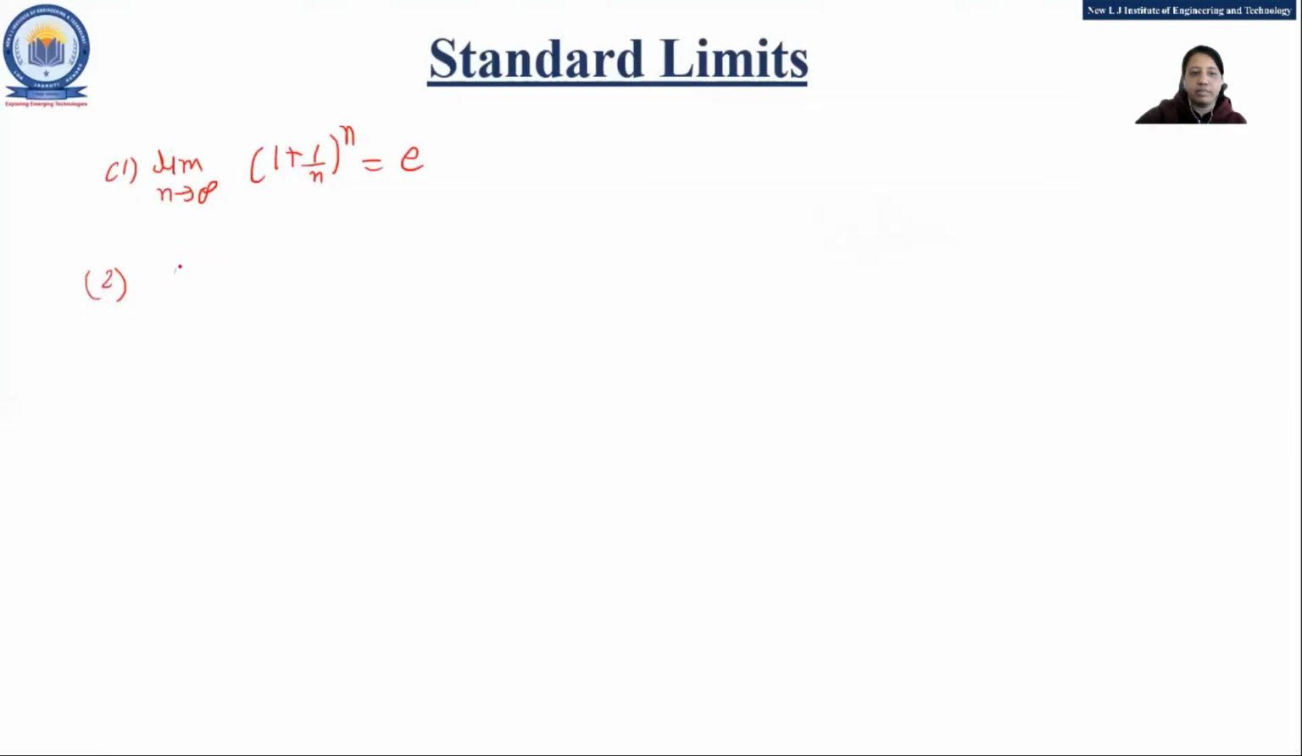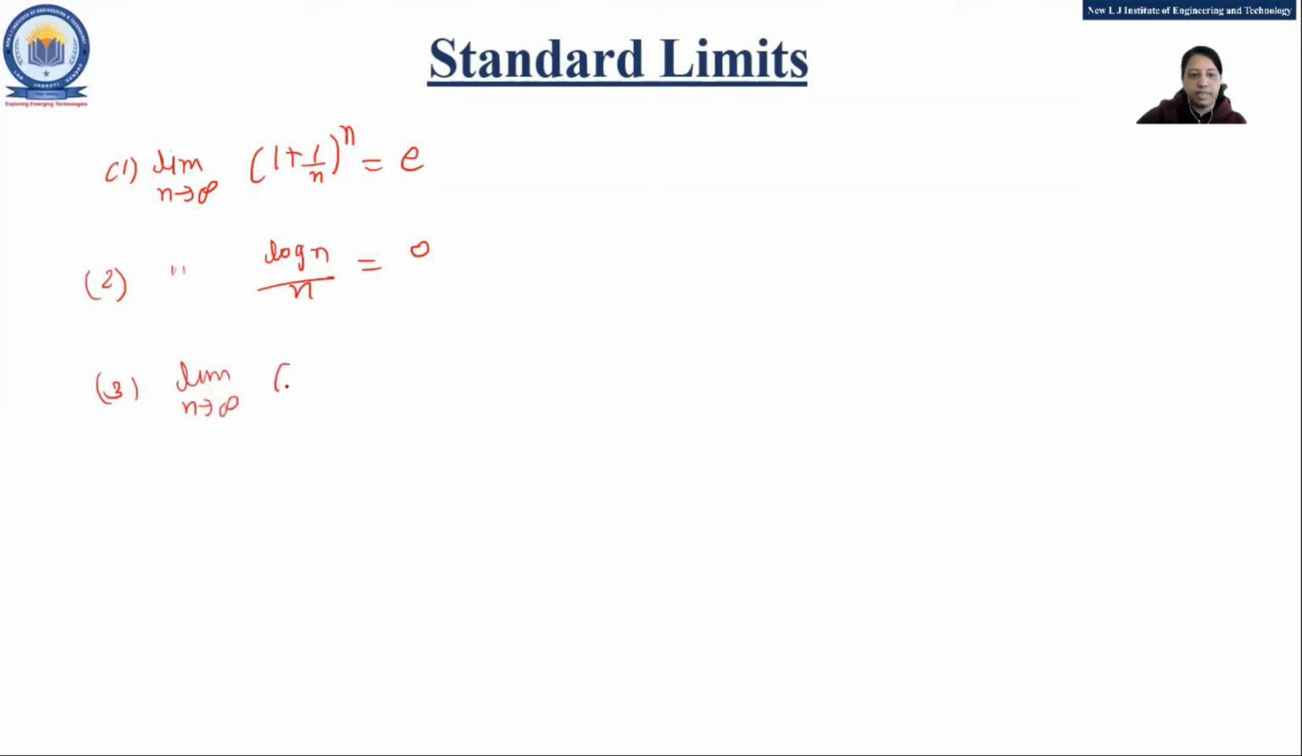I will not write down limit n tends to infinity each time, that is common in all. So log n upon n, that is always 0. Now the third one, limit n tends to infinity.